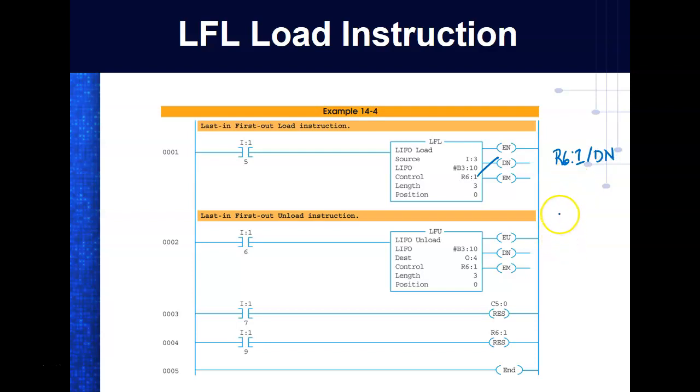And of course, you could assign that to a what? You could assign that to a contact. And then that way, when R6:1/DN went true, then this right here could make things happen.